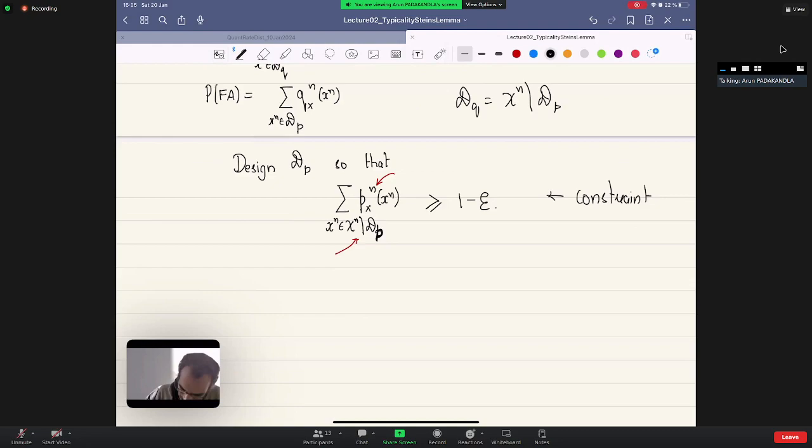And then subject to, and you want to minimize this, x^n belongs to D_P of Q^n(x^n). You want to minimize this. Is the objective and the constraint clear? The constraint is coming from nature.